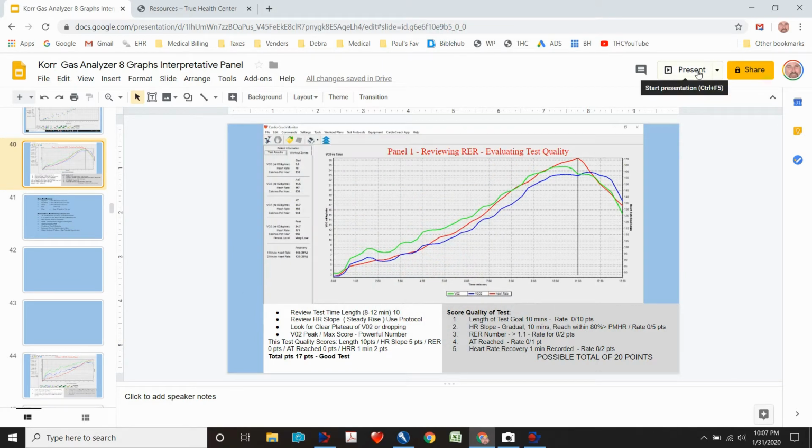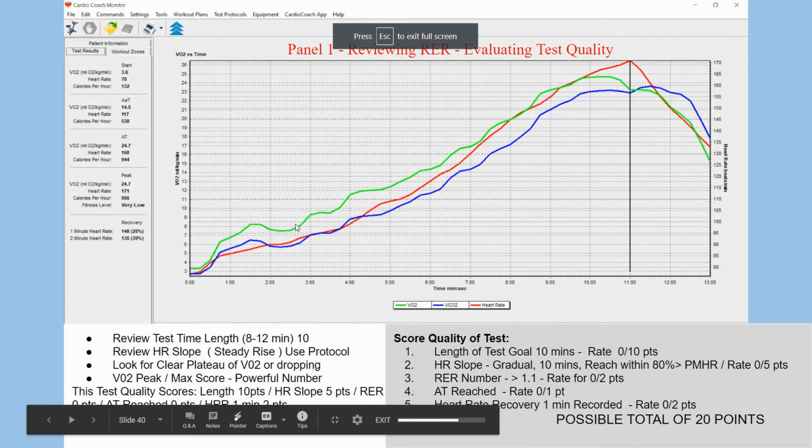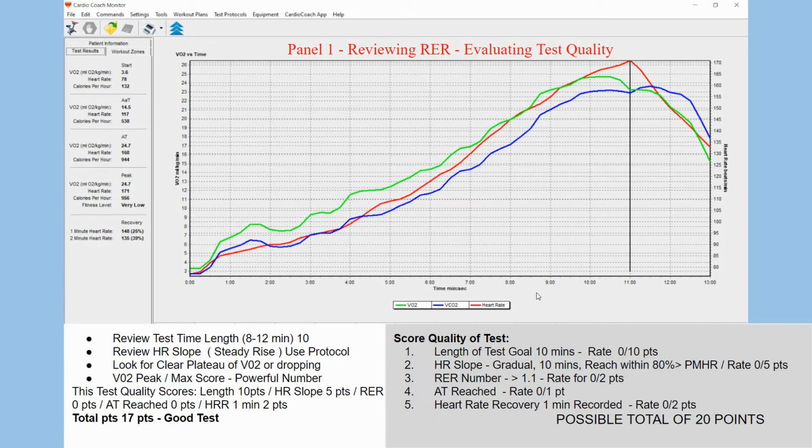We'll again look at one of our screens. So far we've covered 1, the length of the test, 2, the heart rate slope, 3, the RER, 4, the anaerobic threshold if it was reached, and number 5, heart rate recovery. And of course, most of us know that it sits over here on the left side, that at the end of the test, it records from the peak heart rate, and 1 minute goes by, and then it records the heart rate after 1 minute.